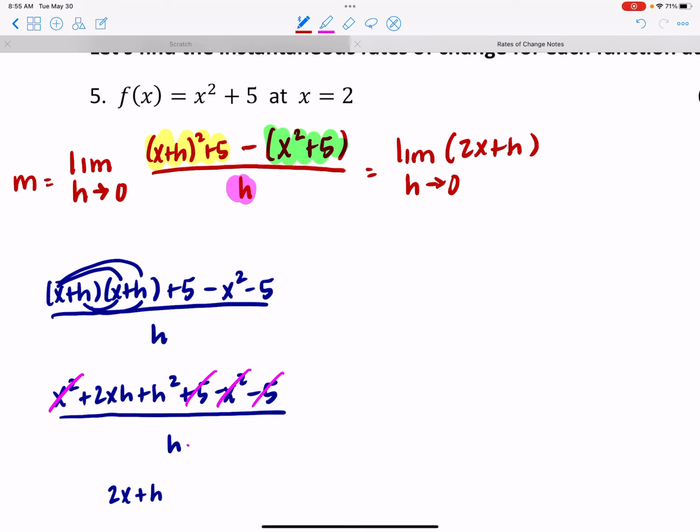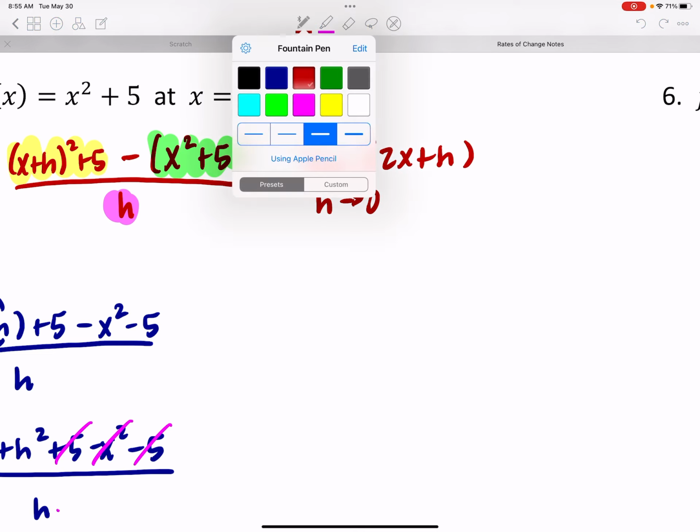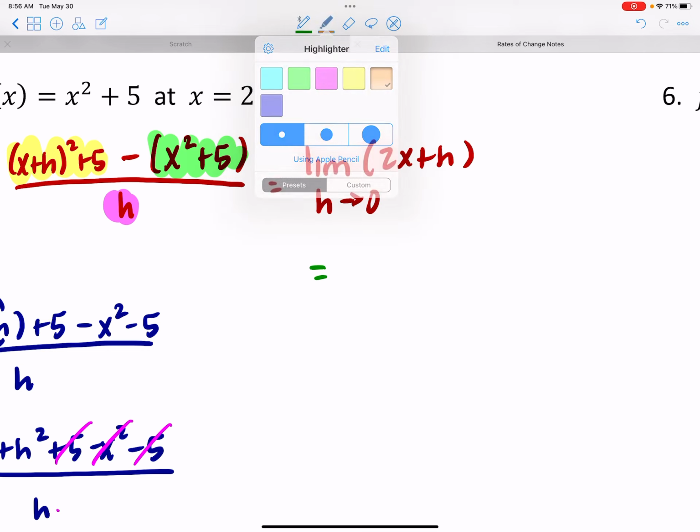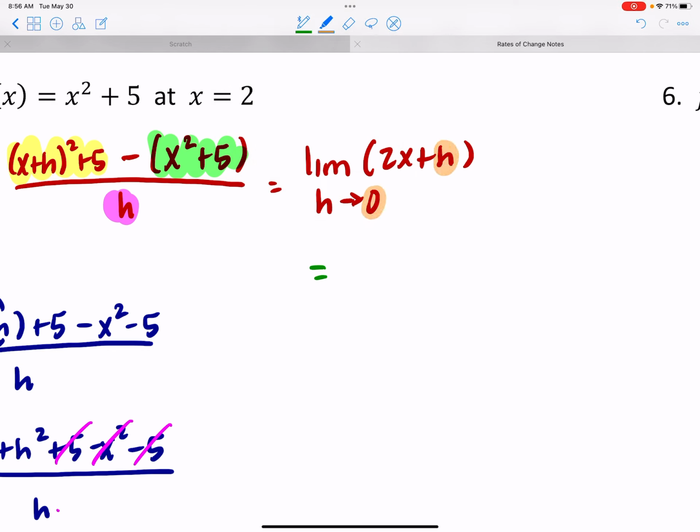Well, we know how to find a limit. All we need to do is input this value, if that's a possibility, and it is here. There's nothing that's going to cause a restriction. So now I find this limit by actually inputting 0 in for h. So this is going to be equal to 2x plus 0, which is just going to be 2x.